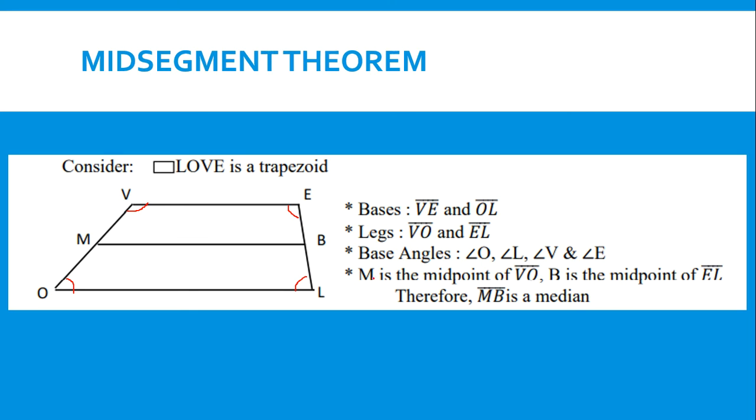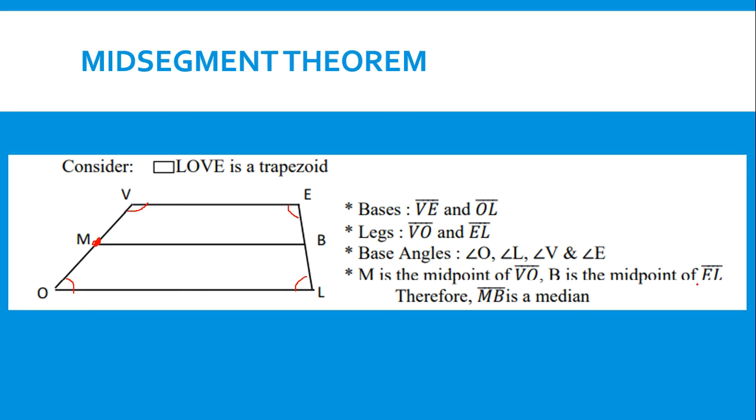Next, M is the midpoint of VO. Where is M? Here. What kind is M? M is the midpoint. Okay? And it is located at the middle sa line segment nga VO. M is the midpoint of VO.